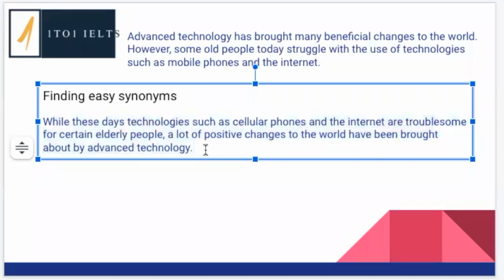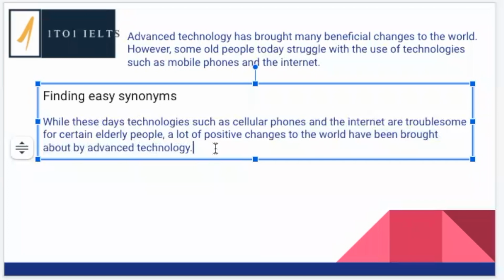After we've finished, we always need to read one more time to make sure that we haven't actually changed the meaning at all. While these days, technologies such as cellular phones and the internet are troublesome for certain elderly people, a lot of positive changes to the world have been brought about by advanced technology. This has exactly the same meaning as the original. It's a very natural sentence. Nothing here feels like it's forced or awkward. This is the type of paraphrase I would expect to see in a Band 9 essay.